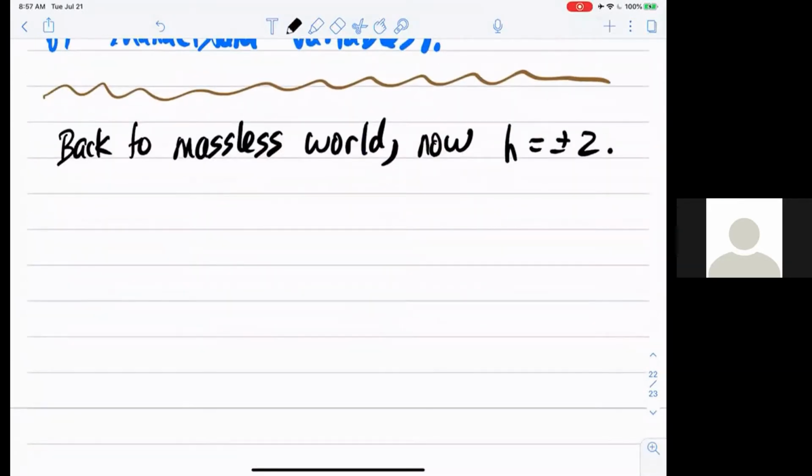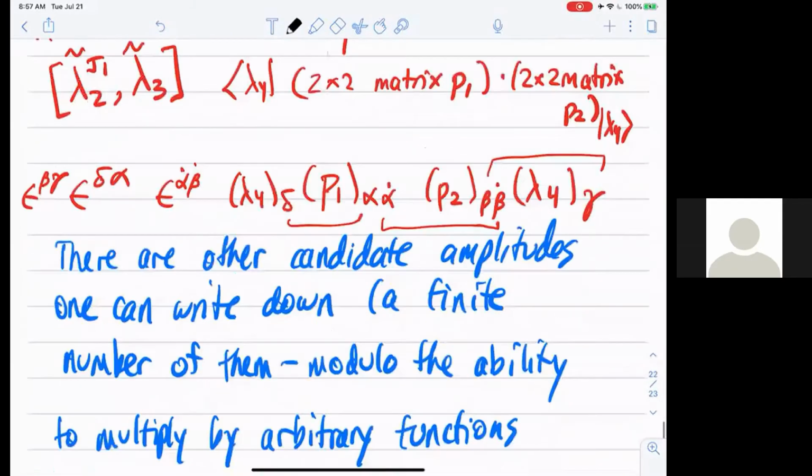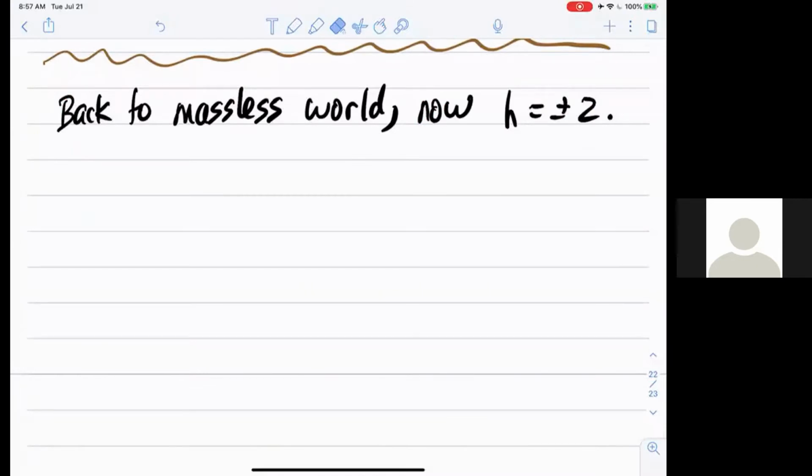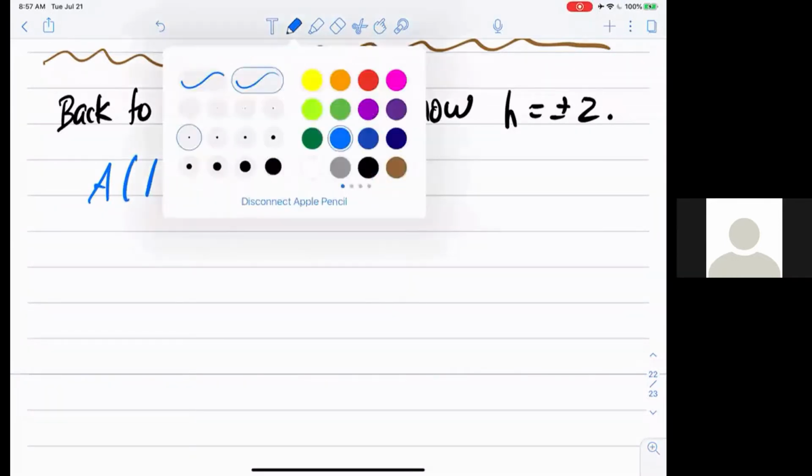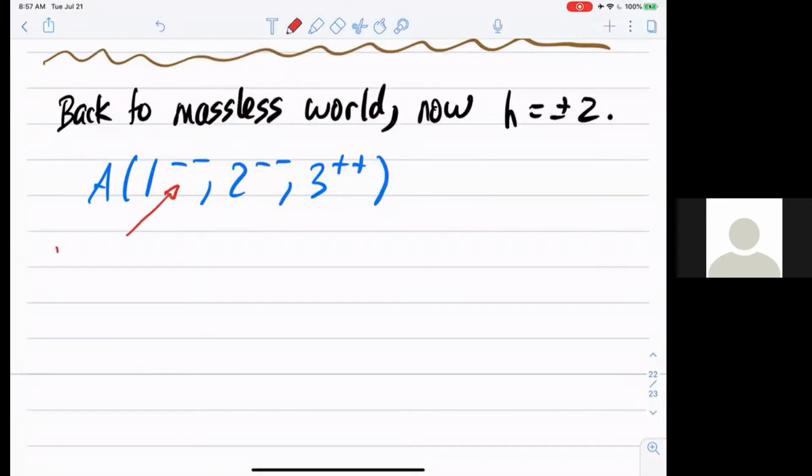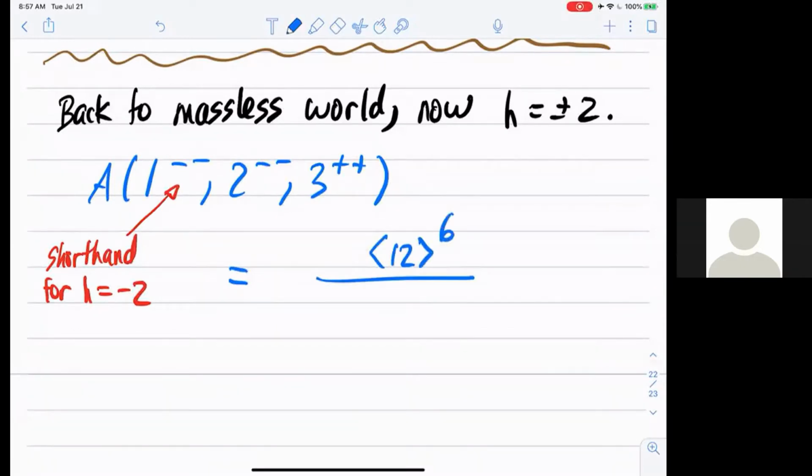Now, if you take our main formula from last time, and plug in what you get for helicity plus or minus two, you get the following basic amplitudes. And here I'm using a notation. This is shorthand for helicity minus two. Rather than writing a little minus two there, people often like to just write minus minus. Okay, it's kind of clever. So this thing is given by angle bracket 1 2 to the power 6 over angle bracket 2 3 squared, angle bracket 1 3 squared.